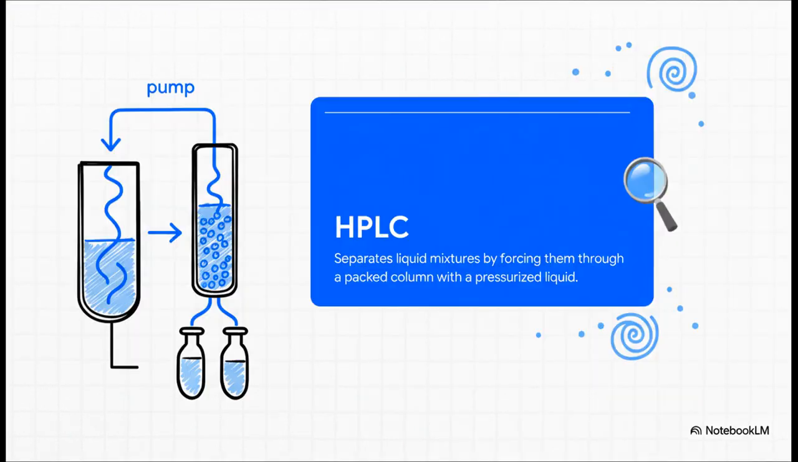And what about mixtures you can't turn into a gas? Well, there's a counterpart for that. High-performance liquid chromatography, or HPLC. It works on a similar idea, but instead of gas, it uses a high-pressure liquid to force the sample through a column that's packed with tiny solid particles. This allows for incredibly precise separation, even for really complex liquid mixtures.